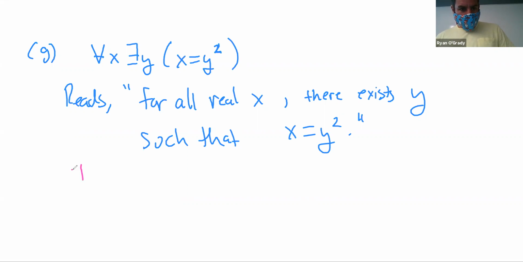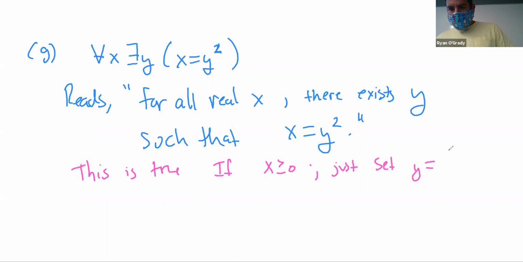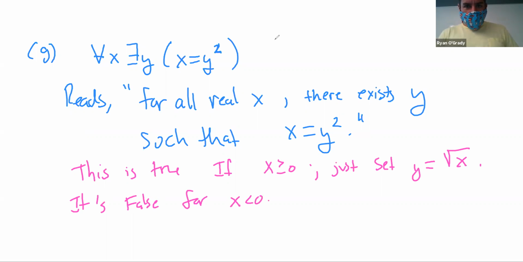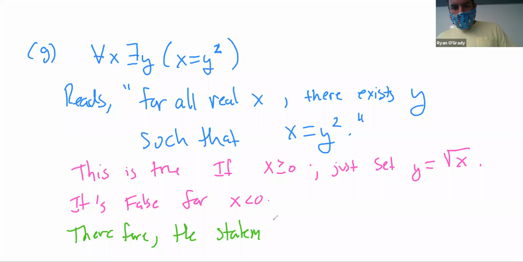So this statement is true if X is greater than or equal to 0. Just set Y equal to the square root of X. It's false for X less than 0. And so the conclusion that we make is the following. Therefore, this statement must be false. Because if I tell you this works for all real numbers, I'm lying to you.